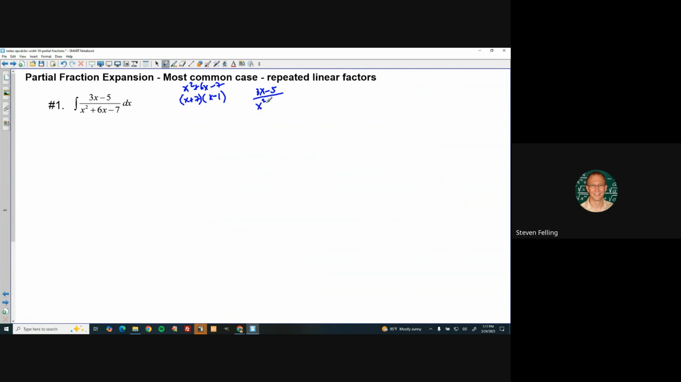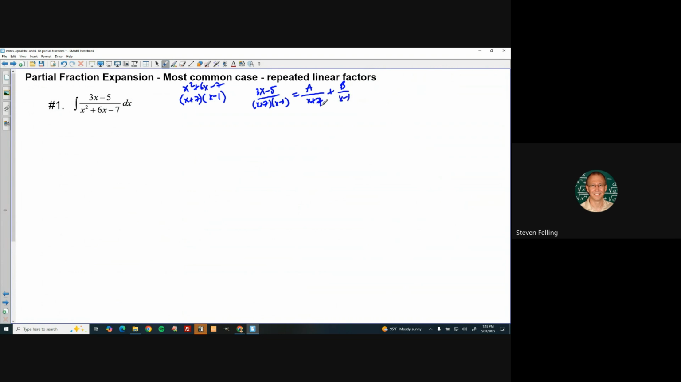We have x squared. I'm going to use the factor of 1 here. So the numerator of the integrand here is 3x minus 5. The denominator can be factored into x plus 7, x minus 1. So what we're going to do is postulate that that is equal to some unknown constant over the x plus 7 factor, plus some other unknown constant over the x minus 1 factor.